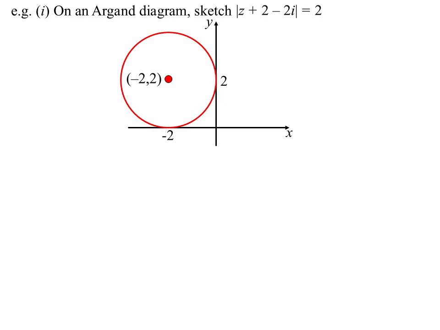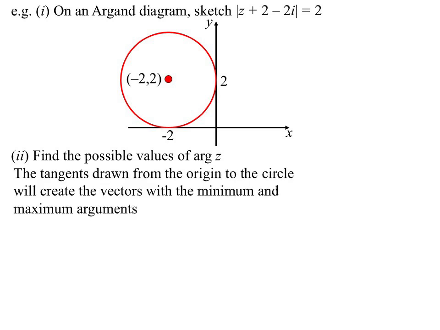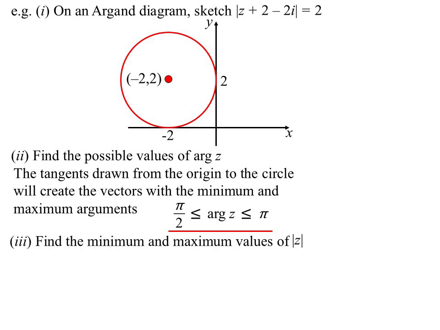Anyway, there's our circle. What are all the possible values of the argument of z? All the possible values. Argument of z is coming from the origin. So basically we draw tangents to the circle, and nicely that's already been done for us in this question. But they would be the extremities of the argument. So therefore I know this one is going between and including pi on 2 and pi.